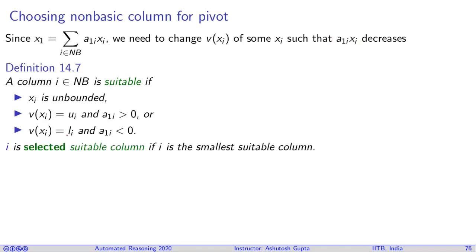So what do we do? There may be multiple choices, there may be no choice. Let's suppose there is some choice. So if there is no choice, then we are stuck. The algorithm gets stuck, it says unsatisfiable.